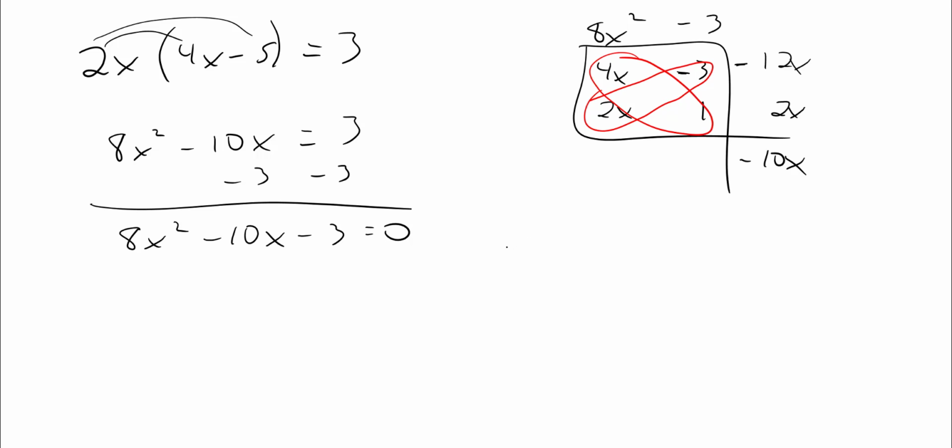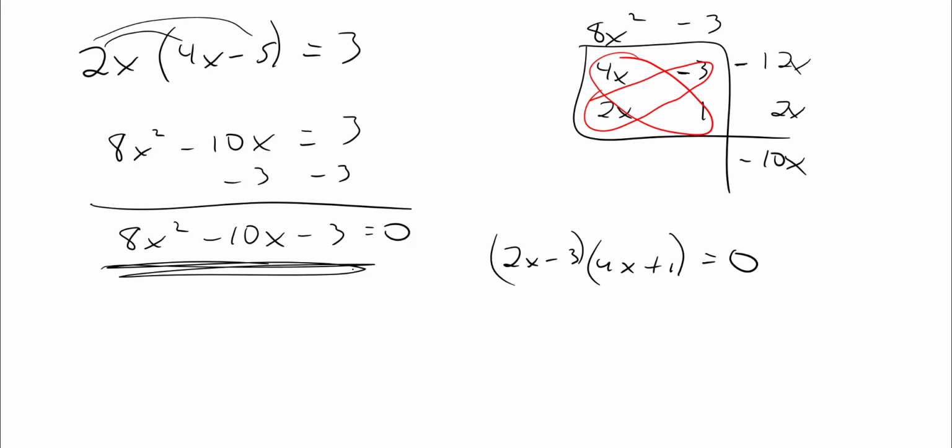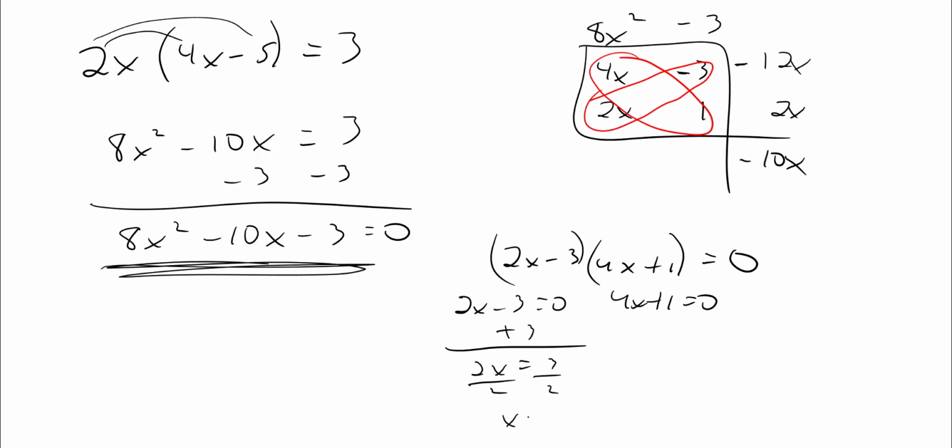Okay, so let's write out 2x minus 3 times 4x plus 1, and that equals 0 now, because that's this factored. So 2x minus 3 equals 0, and 4x plus 1 equals 0. So add 3 to both sides, so 2x equals 3, divide by 2, x is 3 halves.